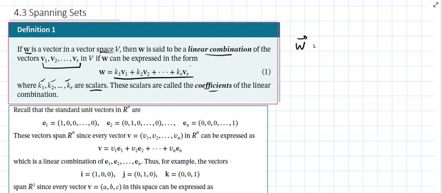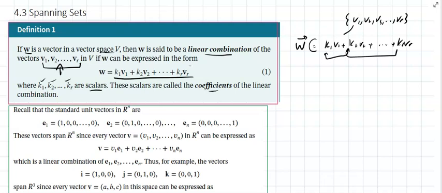If I could figure out a way of picking vectors V1, V2, V3, to V sub R, where R is less than n, whatever that is. If I could take multiples of those, K1 times V1 plus K2 times V2 plus up to K sub R times V sub R. So if I could find these coefficients and have them equal to W, we say this W is a linear combination of those. And I'll show you a few examples.